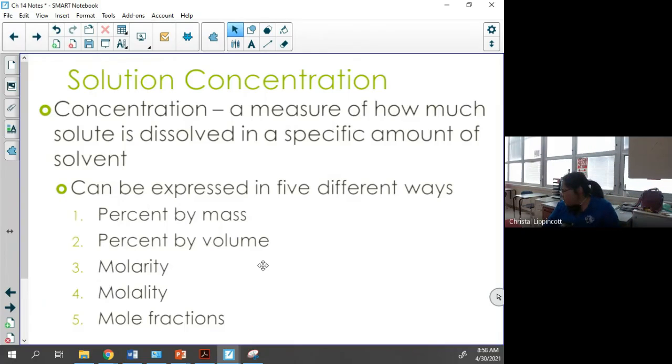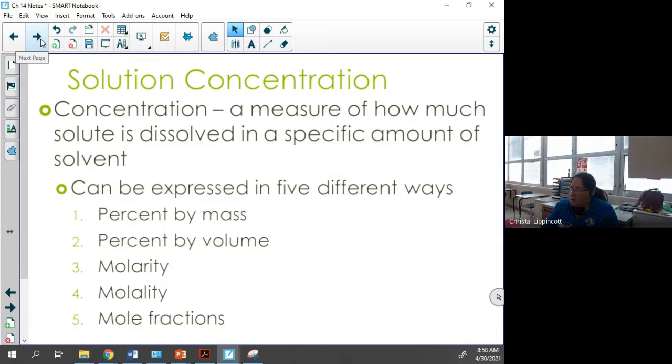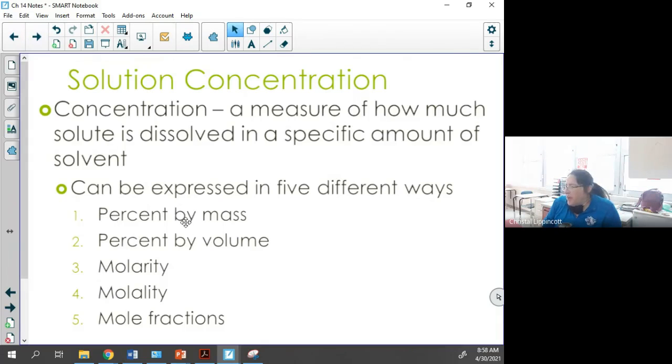Do you have anything to fill in for this? Yeah. Okay. So percent by mass and percent by volume are just part over the whole. Molarity, again, that's going to be important. Molality is going to be, and then mole fraction, every once in a while you run into that in AP Chem as well. Good? Yep.